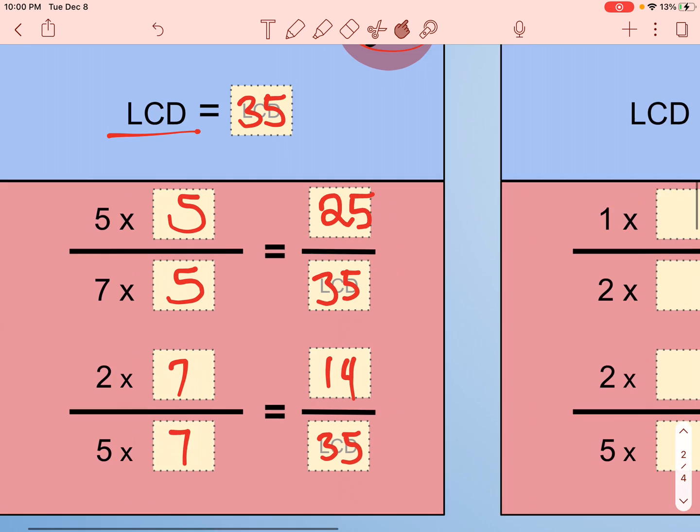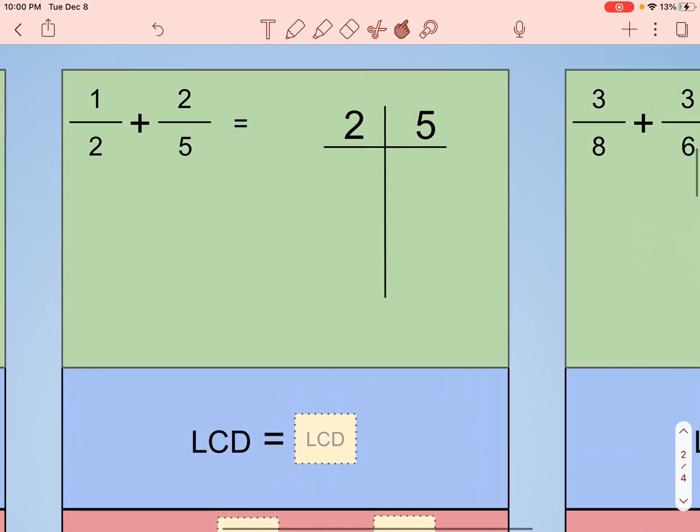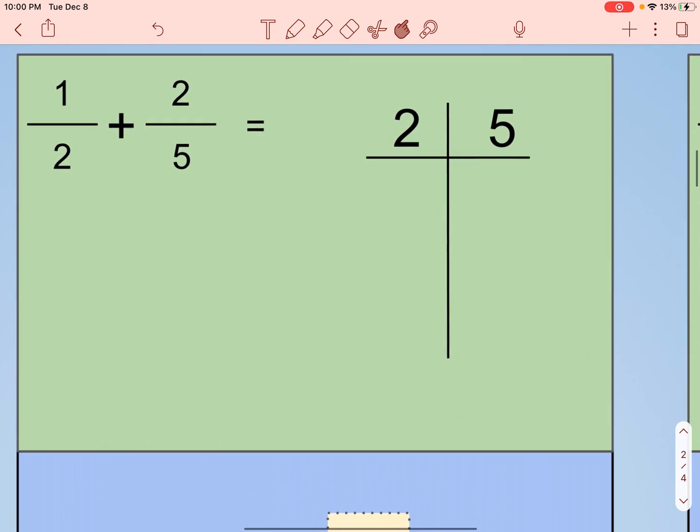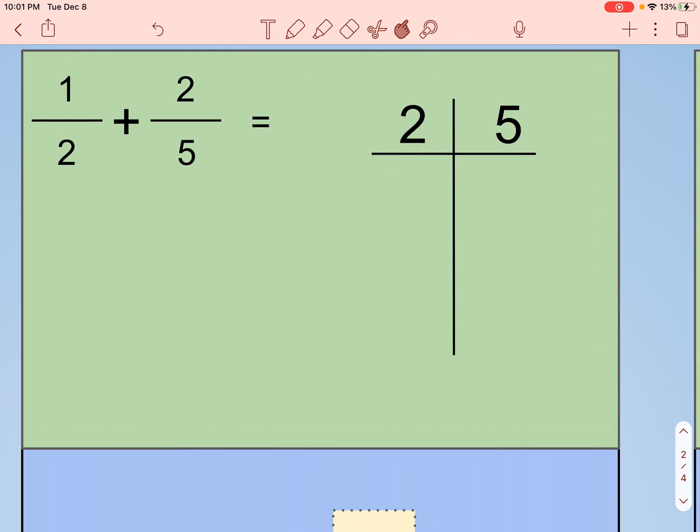Let's practice one more together, and then I'll have you practice a few by yourself. Okay, here we have 1/2 plus 2/5. So again, first step is finding the lowest common multiple of these two numbers.